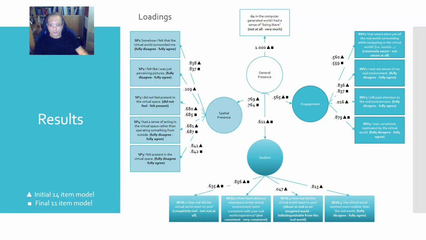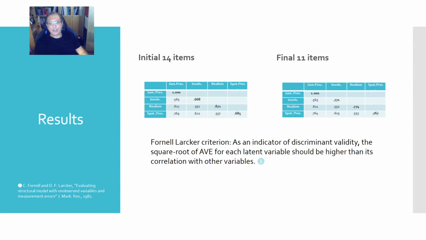And actually, this helped us to improve the discriminant validity of the scale. The discriminant validity means that the general presence and involvement are different things, or realism and spatial presence are different things. The items measuring those are not measuring similar things. And one of the indicators is the Fornell-Larcker criterion. The numbers written in bold, which are the square root of average variance extracted, should be greater than the correlations between any of those constructs.